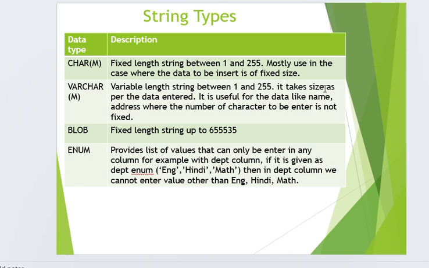BLOB is a fixed length string of up to 65,535 locations, and enum is also a string type. In this case, it provides a list of values for any column. For example, with the department column, if you want the department column not to consist of anything other than English, Hindi and math, let's take an example. You can declare the department as ENUM, and then pass the values English, Hindi and math. Now when you enter a value in this particular column, it will not take values other than English, Hindi and math. Am I clear? Should we move further?